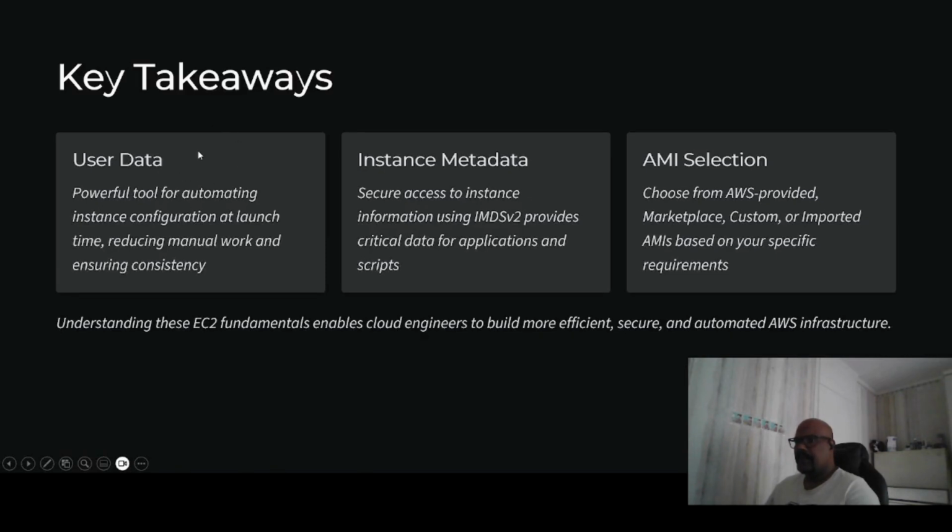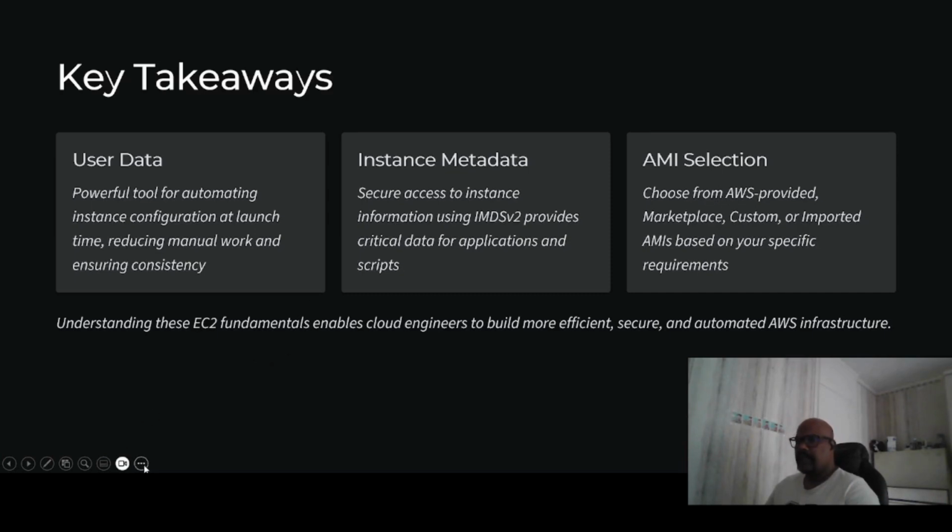So the main thing we have discussed in today's class is user data. It is a script which will automate our various configurations, reduce the manual work, and ensure consistency. Metadata is data about the launched instance and images. We have four different types of image selections, and we can select based on our necessity.